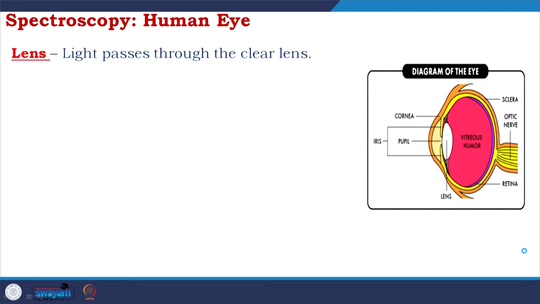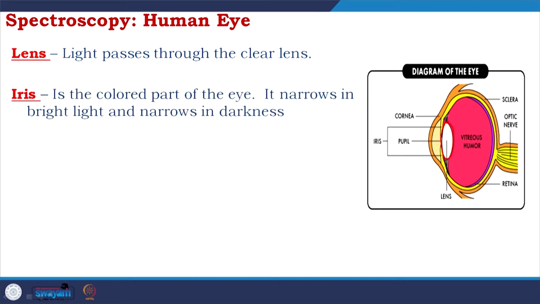When we talk about spectroscopy, this is a good opportunity to talk about the human eye, and you will be amazed to see how this technical biological formation has developed. It has a lens where the light passes through the clear lens. If you see, this is the lens part, this one.